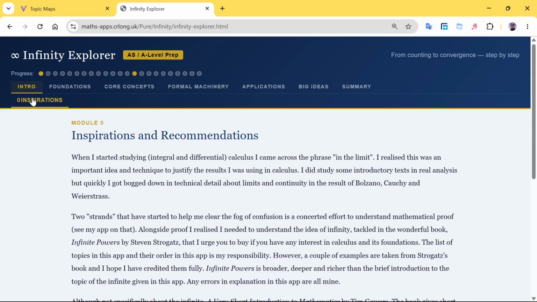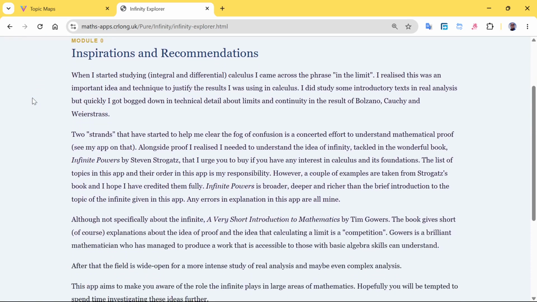and think about what inspires this particular application. When I came across calculus for the first time, the word limit appeared quite quickly, and when I read about it, I very quickly got bogged down in the ideas and techniques behind limits, and I decided to leave that alone and just learn the techniques of differential and integral calculus.